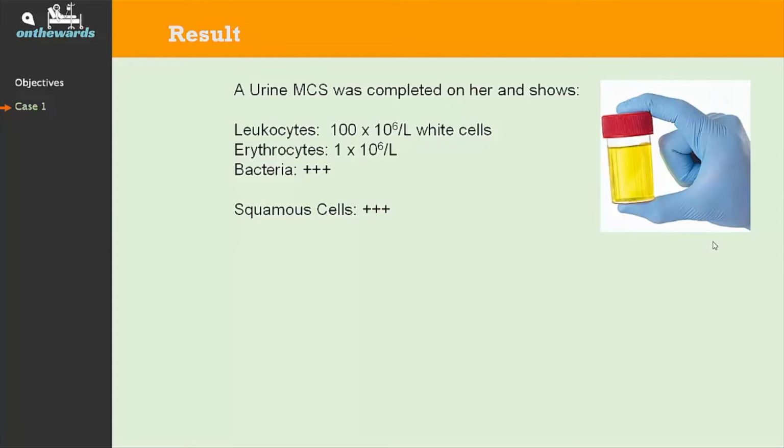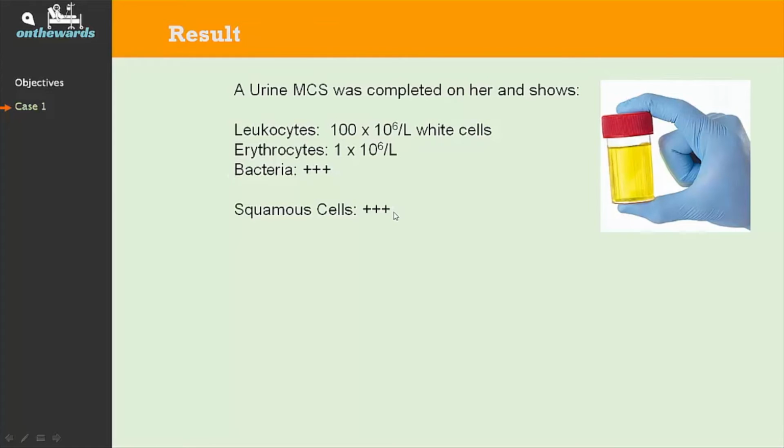All right, so with Mrs. BB, going back to the case, we did send a urine MCS off and this is what it showed. So 100 times 10 to 6 white cells, 1 times 10 to 6 erythrocytes, lots of bacteria and lots of squamous cells. Now, what does this mean? Well, you can commonly get erythrocytes in urinary tract infection, but definitely suggest that she does have a urinary tract infection looking at the leukocytes and also the bacteria.